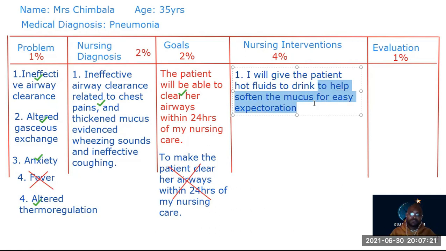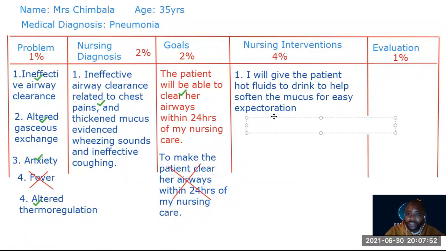As the patient is taking those hot fluids, they will be able to warm up the trachea and the chest. Those hot fluids will warm the trachea and soften some mucus, and it will be easier for the patient to expectorate them. Remember, you have to write about 4 nursing interventions under the column for interventions.